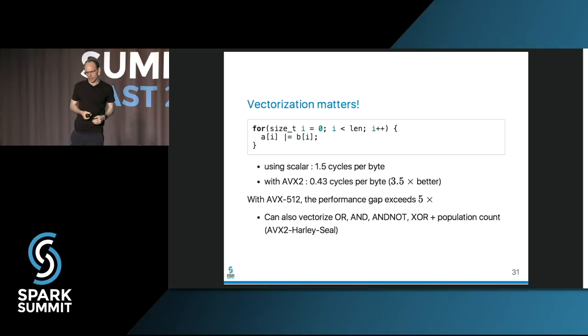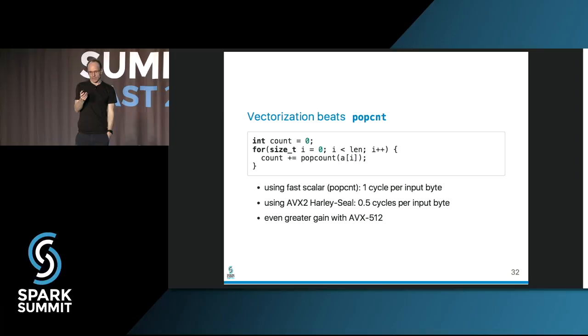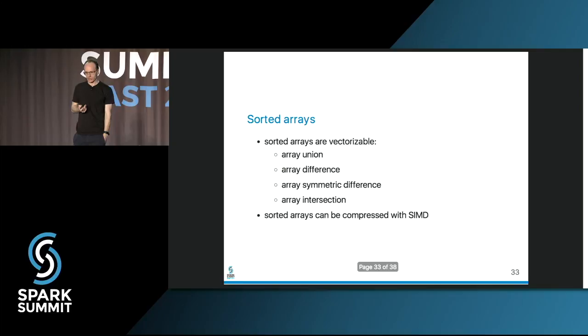This is really powerful. We have an upcoming paper on this. I was telling you about this fast pop count instruction. We can actually already, on machines we have today, go twice as fast as pop count with vectorization. And a lot of operations like the union between two arrays, the difference between two arrays, the intersection and so on, can be vectorized. And you can compress sorted arrays. For example, there was this talk about Parquet, and many of the operations that Parquet needs can be vectorized. Even crazy things like dictionary coding and so on can be vectorized very efficiently.